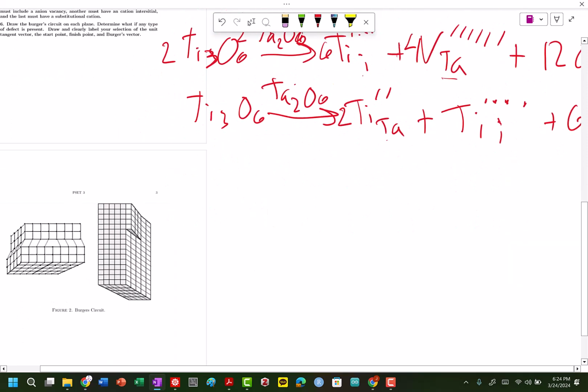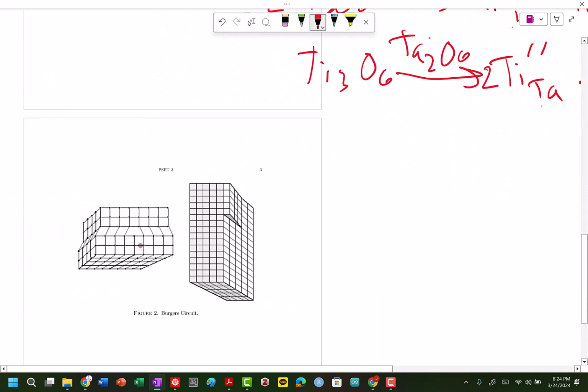Finally, we're going to do Burgers vectors. So I see a defect here. I'm going to pick my tangent vector, which is going to come out of the board here. So that's my tangent. I'm going to pick my starting point here. 1, 2, 3, 1, 2, 3, 1, 2, because I'm going around. So 1, 2, 3, 1, 2, 3, 1, 2, 3, 1, 2, 3. Start, finish. So my start to finish vector there is going to be perpendicular. So T is perpendicular to Burgers vector. So that is an edge.